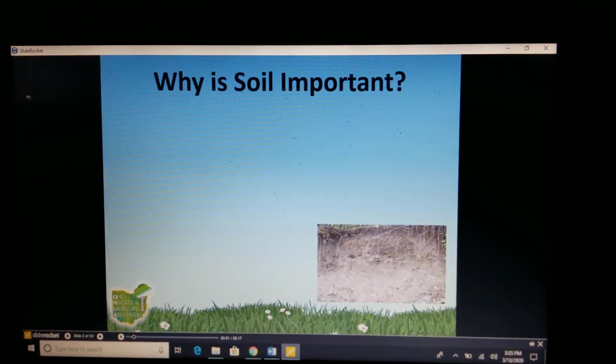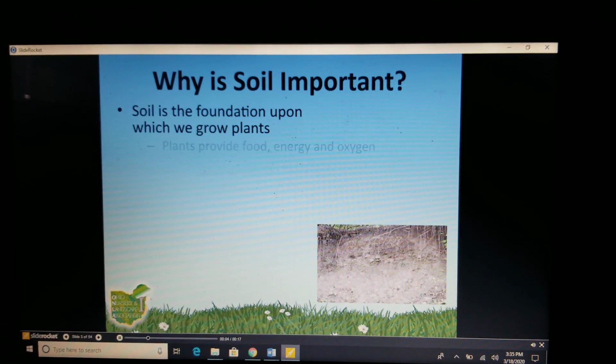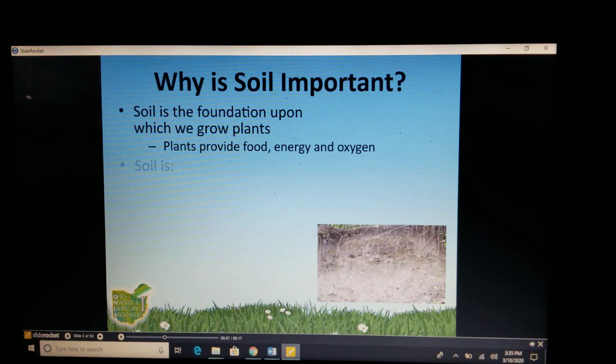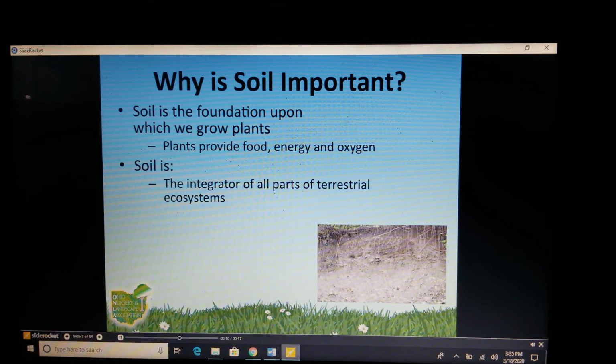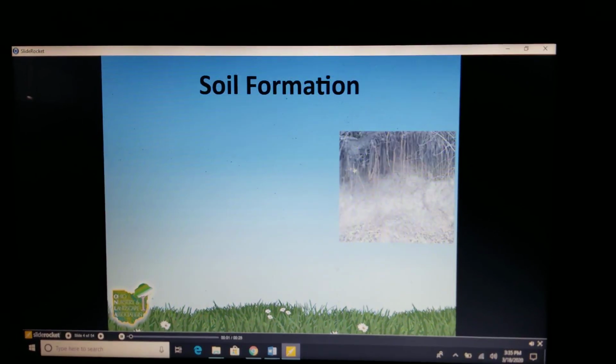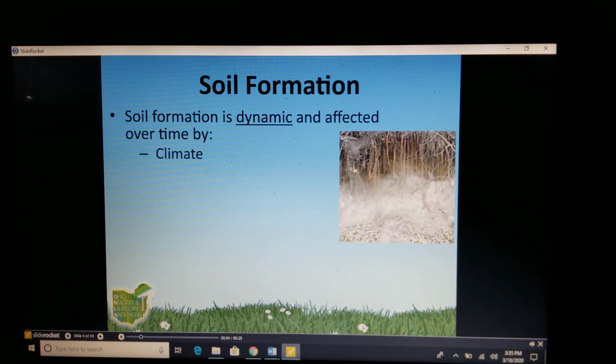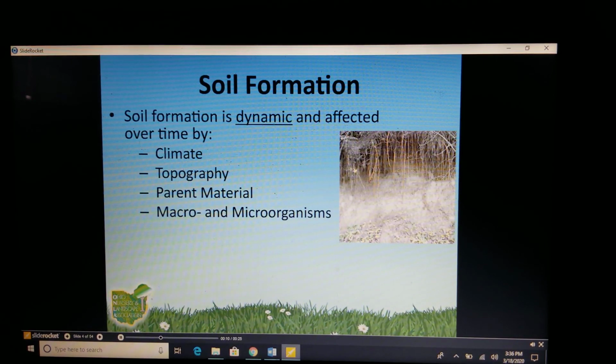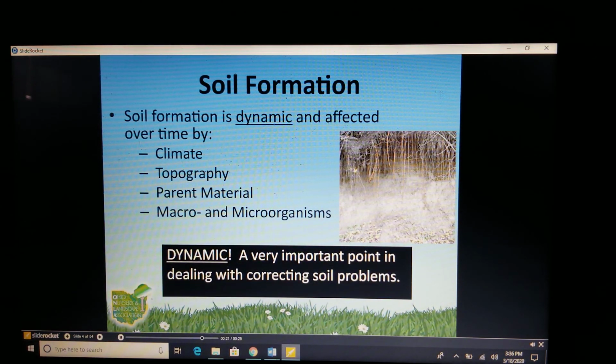Soil is important because it is the foundation upon which plants grow, and plants provide food, energy, and oxygen. Soil is the integrator of all parts of terrestrial ecosystems and should be considered an essential natural resource. Once lost, soil is very hard to recover. Soil formation is influenced by a number of factors, including climate, topography, parent material, macroorganisms, and microorganisms. Soil formed on top of mountains is different than soil formed in a valley, and soil formed in a rainforest is different than soil formed in a forest. The soil formation process is dynamic and always changing, which is important to remember in relation to improving damaged soil.